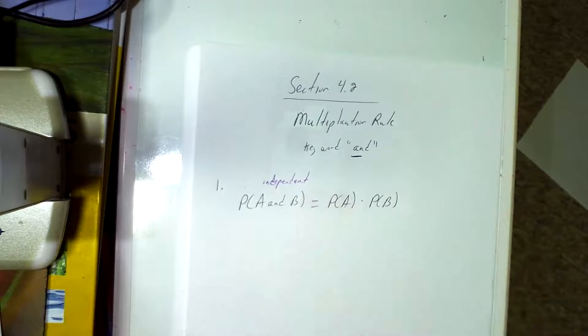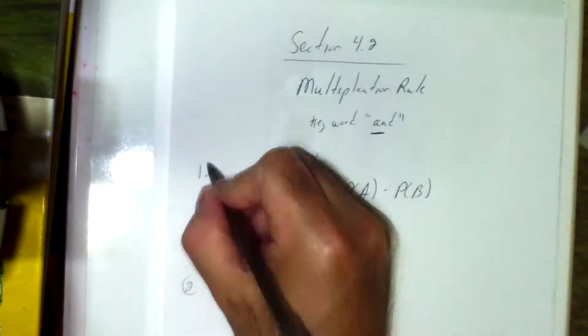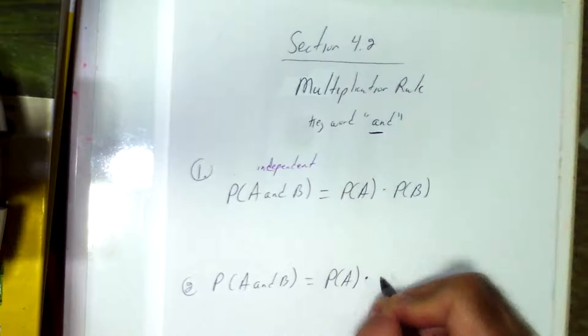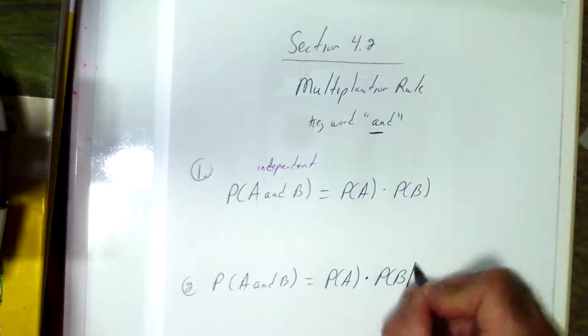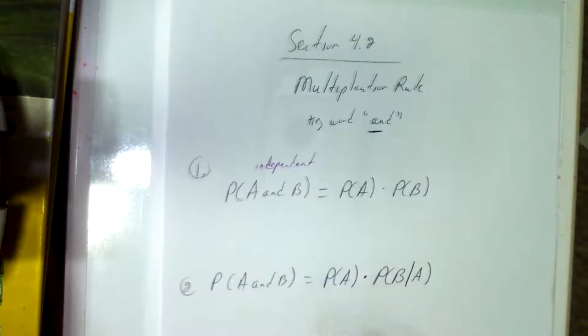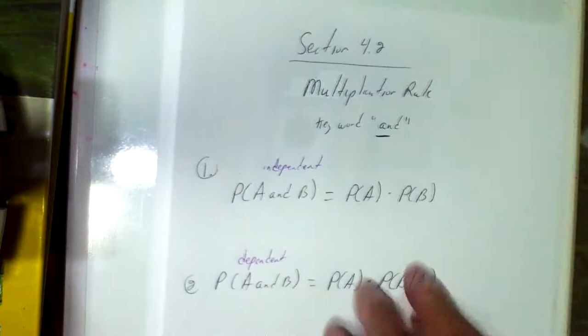And then the other formula is probability of A and B is equal to the probability of A times the probability of B, and then it's a line. It's not divide, it's a line. I'll tell you what the line is later, not now, but I will describe this line later. It's not divide, it's just a dividing line. This one we use when events are dependent on each other. Okay, dependent. All right, so those are the formulas.